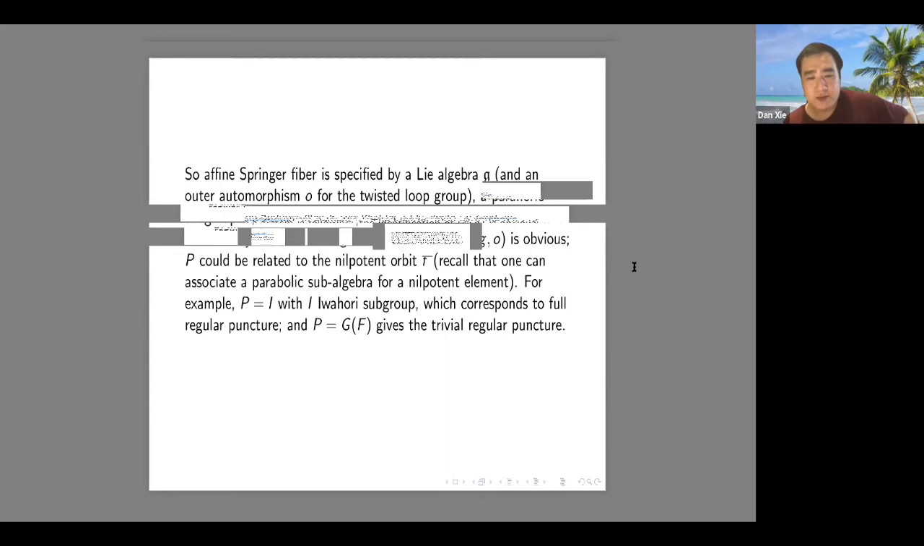Sorry. And this P is related to the nilpotent orbit. Recall that one can associate a parabolic subalgebra to a nilpotent element. So this identification is simple. For example, if P is an Iwahori subgroup, we have the full regular puncture, or in the previous label, this gives the maximal flavor symmetry. But if P equals G[[t]] itself, we get the trivial flavor symmetry. So there's an identification here.